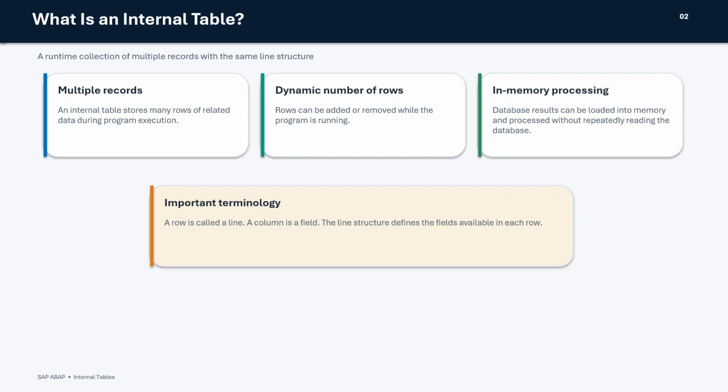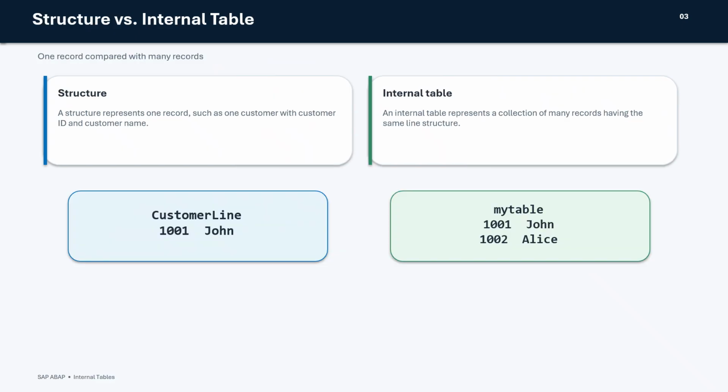Internal tables are especially useful when we retrieve multiple records from a database and want to process them in memory. In this case, we can use an internal table. Next, we'll discuss the difference between a structure and an internal table.